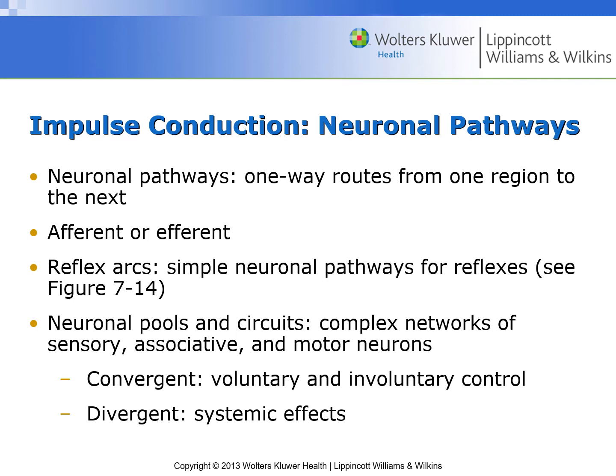The neuronal pools and circuits are complex networks of sensory, associative, and motor neurons. We have convergent neuronal pools and circuits, which are voluntary and involuntarily controlled, and we also have divergent neuronal pools and circuits, and these have systemic effects.